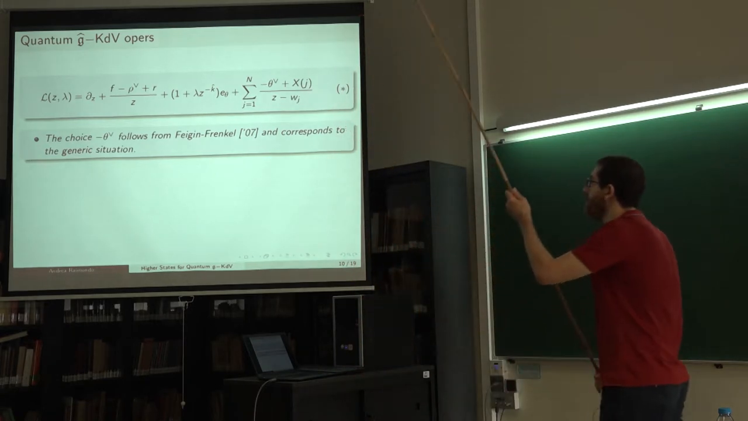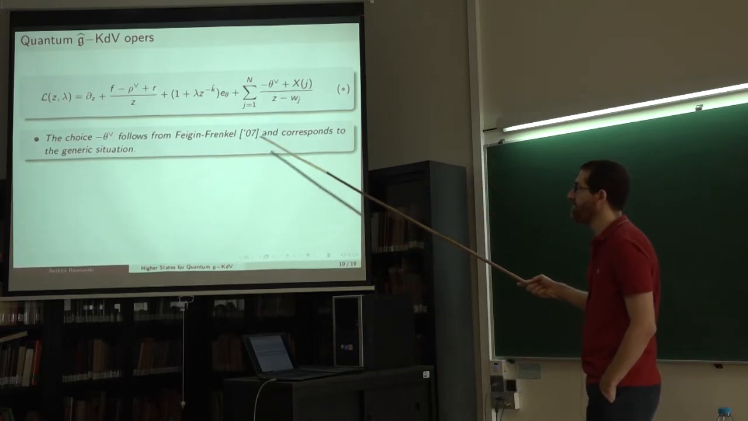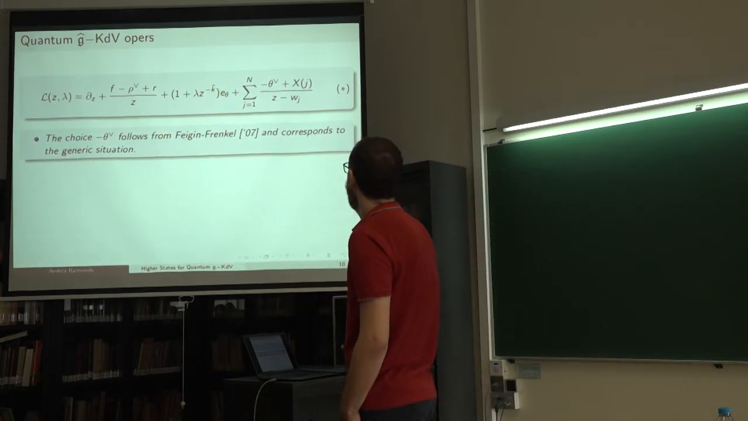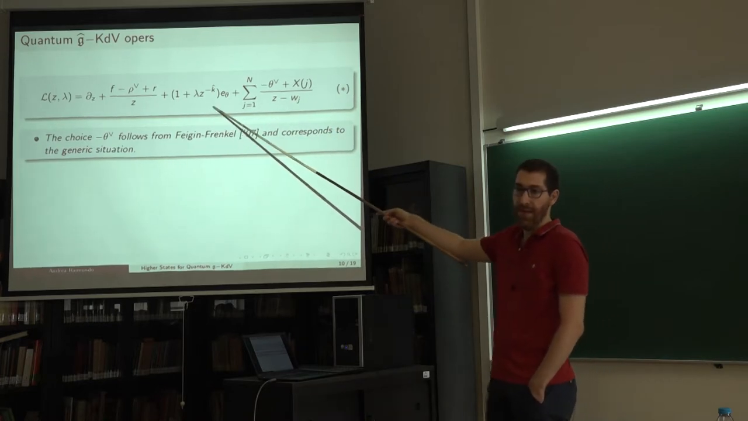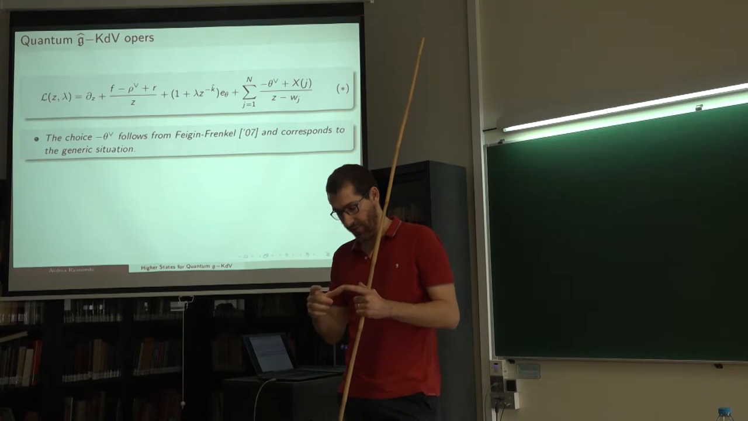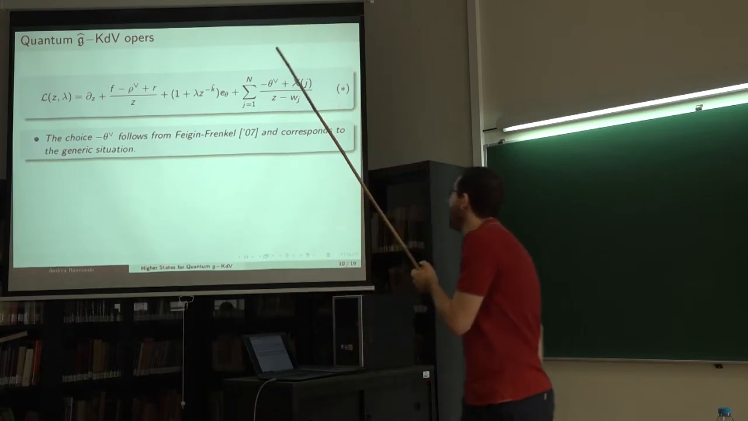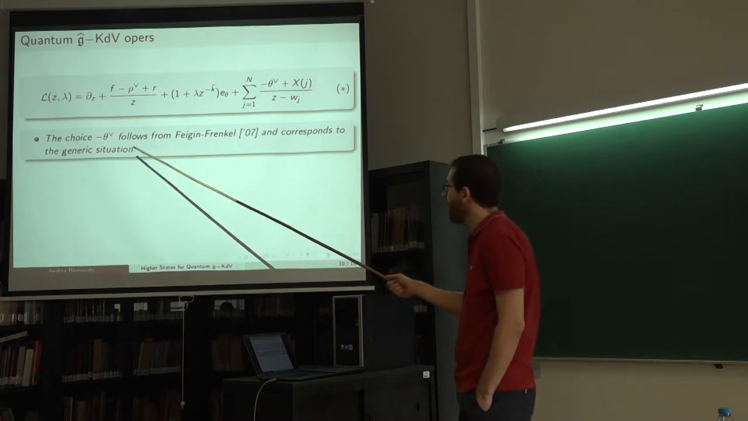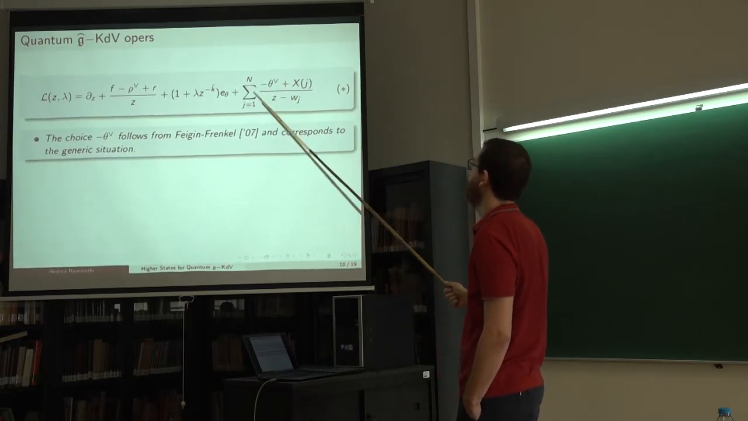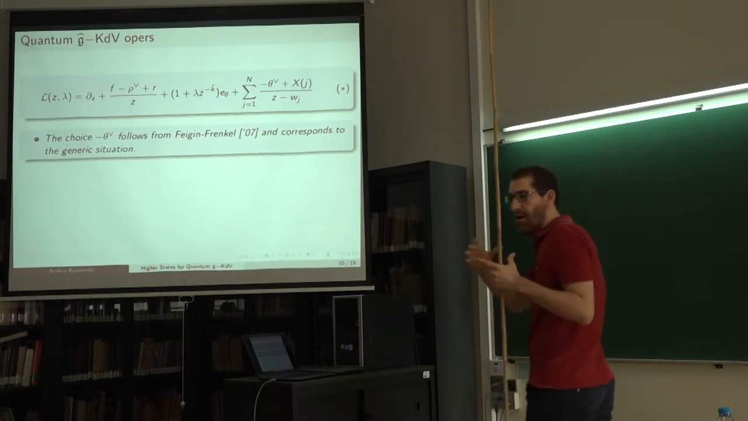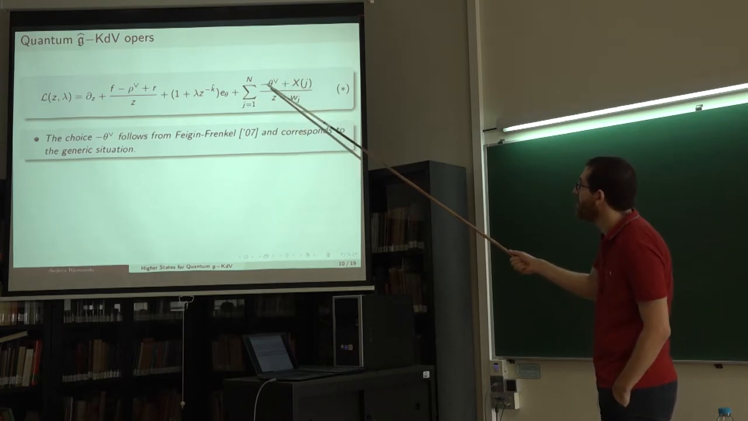Okay, I should comment on this theta check. And this choice essentially follows from Feigin and Frenkel, and it corresponds to the generic situation. The idea is that since we want the monodromy to be trivial at this point for every lambda, the monodromy we are considering here is not just a monodromy in the simple algebra g, but it is in the Kac-Moody algebra. And in this case, Feigin and Frenkel showed that the generic situation is given by choosing this coefficient. So essentially what is involved here is a generalized Bruhat decomposition of the Kac-Moody group. And the generic choice is this one.